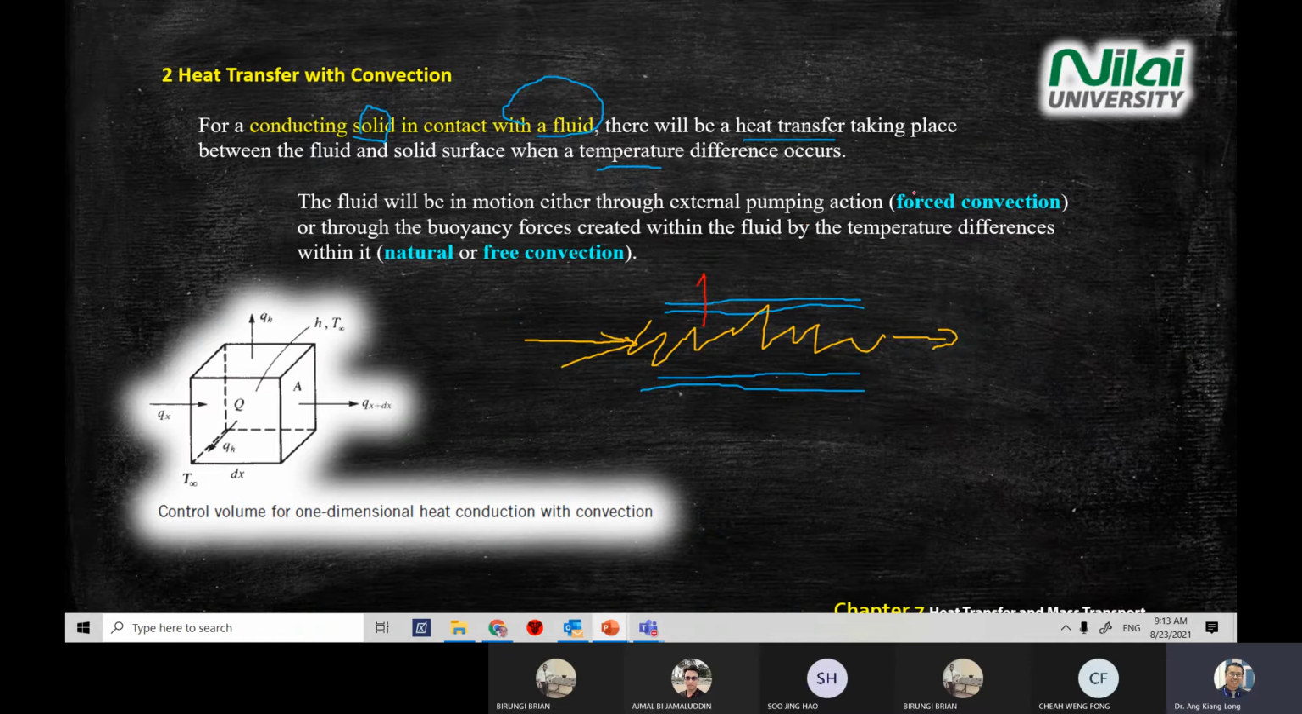This kind of motion can happen by two methods. One is forced, one is natural. Forced means you are using some mechanism, maybe a pump, or anything that happens naturally. So you can force it by using a pump or maybe by gravity. Something like that.